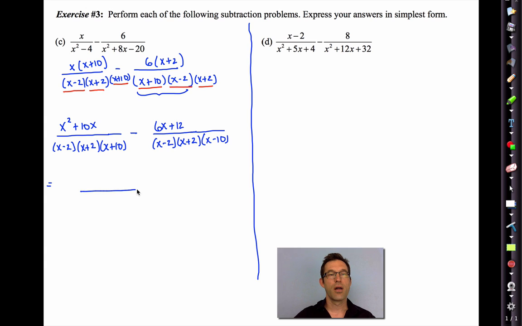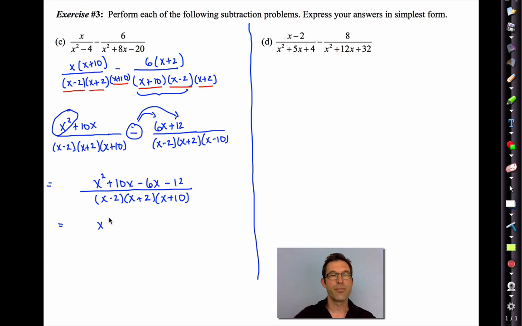Now, let's put that denominator down. x minus 2, x plus 2, x plus 10, and let's do some combining. Well, maybe not yet. Here we'll have x squared plus 10x. Here we're going to have minus 6x and minus 12. Remember, that subtraction needs to distribute over both of those. Let's clean it up. x squared plus 4x minus 12, all divided by x minus 2, x plus 2, x plus 10.